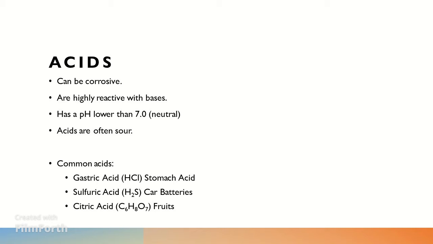Some common acids that you may know about or didn't know existed, but they are around you, are gastric acid, which is hydrochloric acid, and it's in your stomach. Sulfuric acid, which is H2SO4, and that's in car batteries. And then citric acid, which is in a lot of fruits. So that's also what can make things taste sour. That's citric acid.